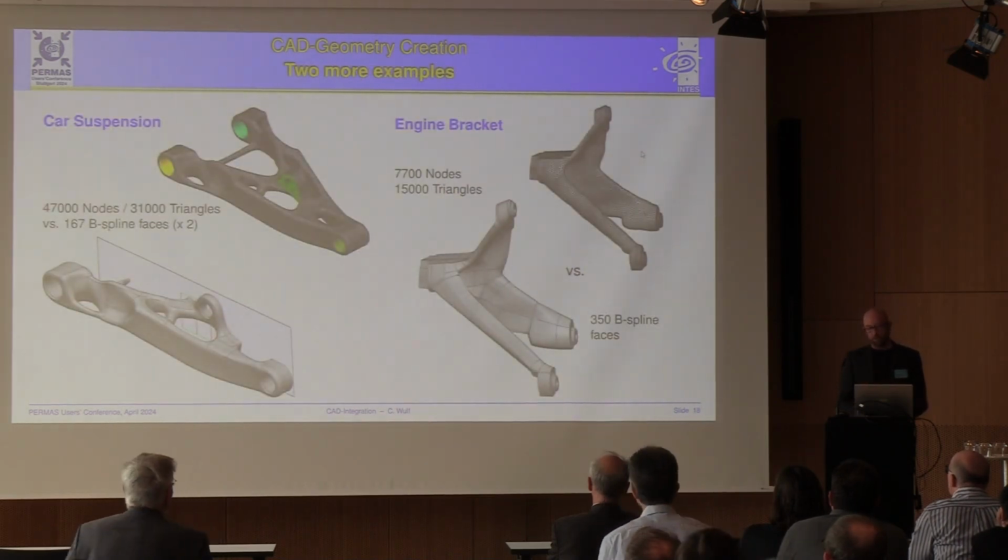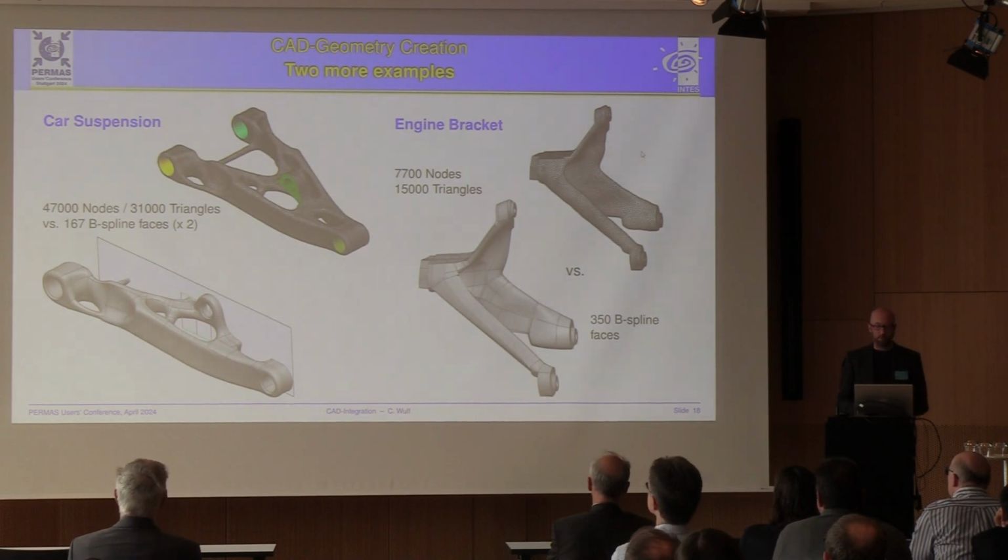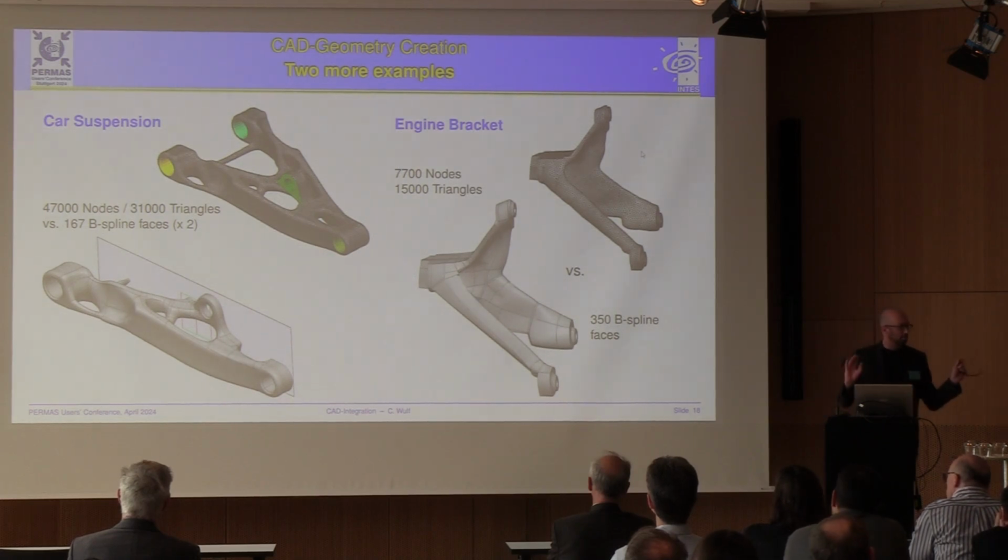Finally, I want to show you, just to get an impression of the possible application areas, two more examples. On the left side, a car suspension. You know this from the year 2012, I think. We also already presented this car suspension in a result with nearly 50,000 nodes and 30,000 triangles.